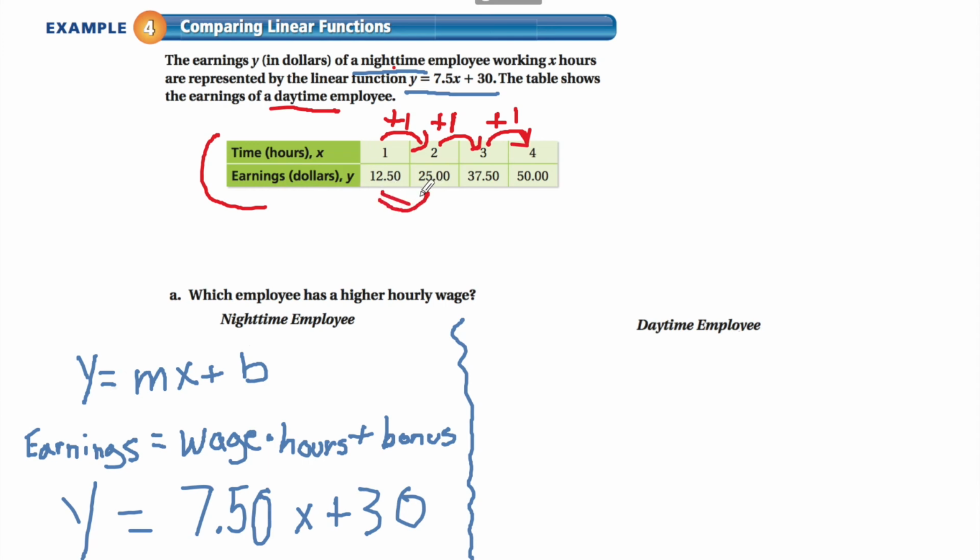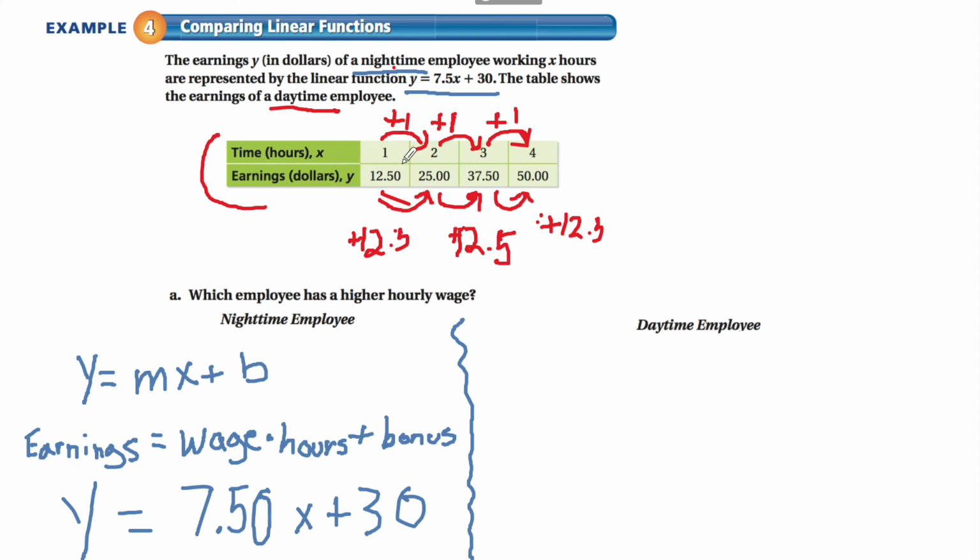And then 12.50 to 25. Oh, hang on, my pen's not working. There we go. 12.50 to 25 is an increase of 12.5. 25 to 37.50 is an increase of 12.5. And 37.50 to 50 is an increase of 12.5.